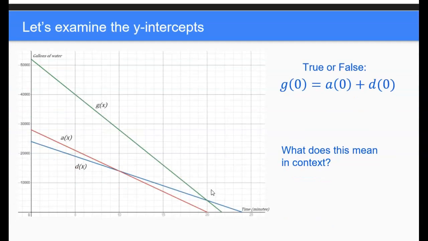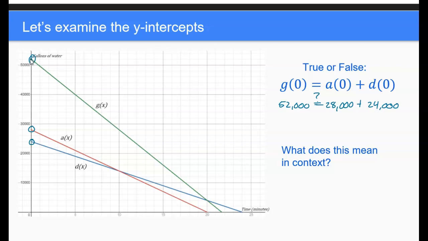Let's examine the y-intercepts really quick. So over here we have the y-intercepts. Remember we said this is the amount of water in the pool at the very beginning. And we have this question over here, true or false? If we add a and d together, these initial values, do we get the value of g? We said a was 28,000 gallons, and d was 24,000 gallons. And the question is, do we get 52,000? Because that's what these two added together equals. Is that what's on this graph?